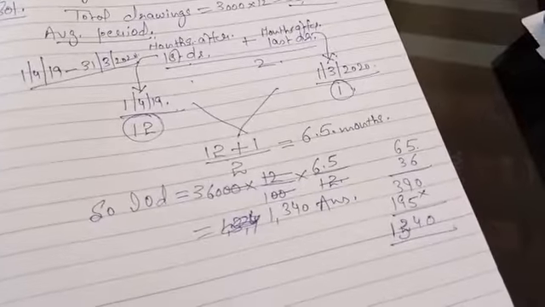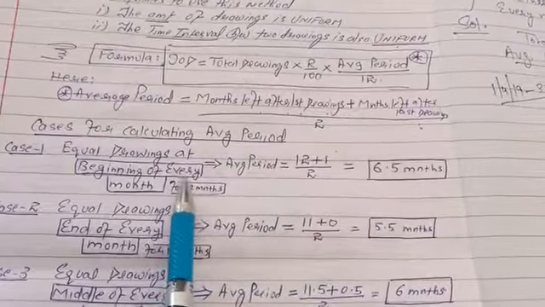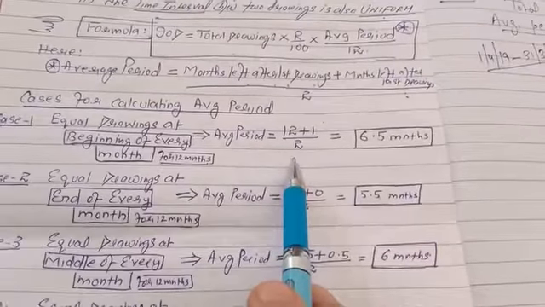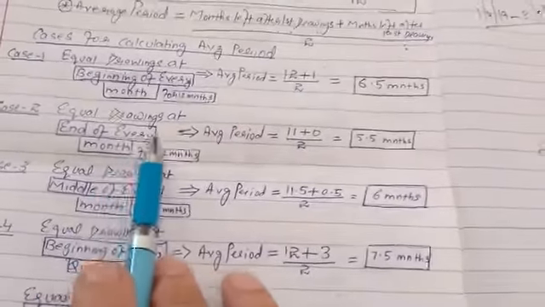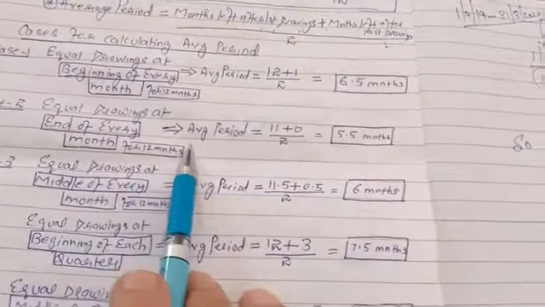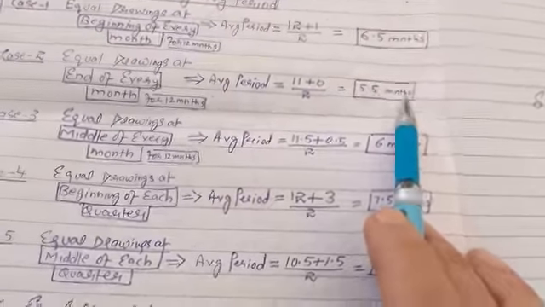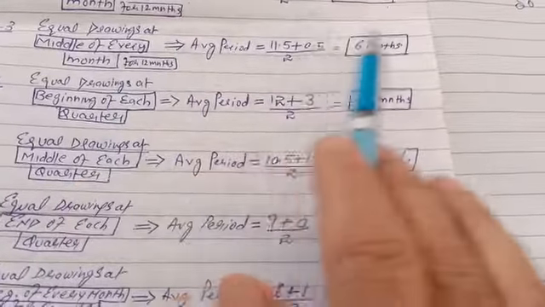The calculation of interest on drawings using the average method. Now we will come across the various propositions. Cases for calculating average period: if equal drawings are made at the beginning of every month for 12 months, the average period is 12 plus 1 upon 2, that is 6.5 months. Similarly, if equal monthly drawings are made at the end of every month, it comes out to be 5.5 months. If they are made in the middle of every month, the average period comes out to be 6 months.